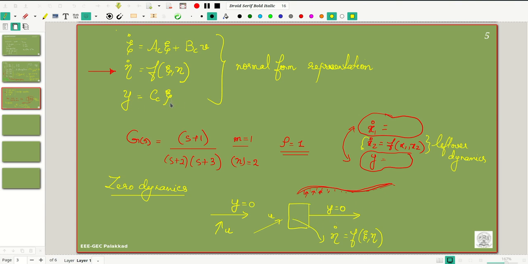If y is equal to 0, zeta will be equal to 0. If zeta is equal to 0, I make all the zeta dots also equal to 0. So what happens to these eta dots? What happens internally to the system? There will be some dynamics, some alterations that are still inside the system even when the output is equal to 0.